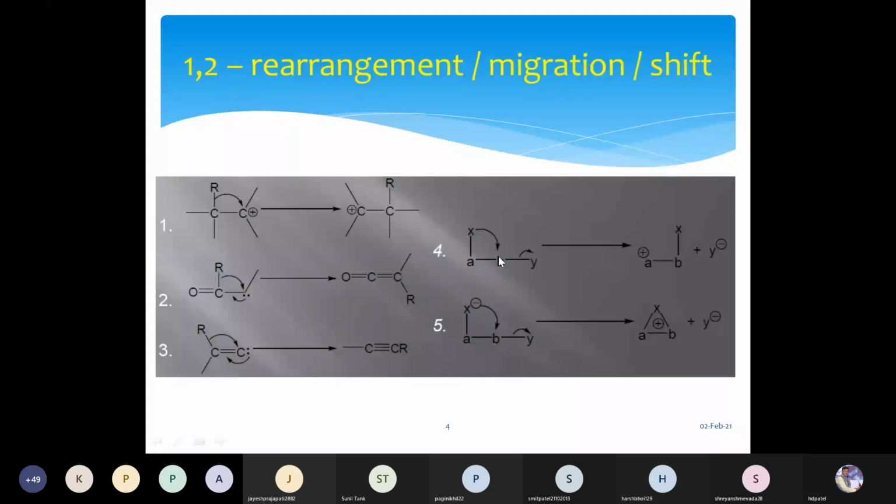But sometimes X is a halogen, nitrogen or oxygen. In that case, halogen, nitrogen and oxygen have lone pairs of electrons. So instead of migration of the whole group, first of all, the lone pair of electrons will migrate to this position and as a result we will get the cyclic structure. But here also the detachment of the group and the migration of the group both take place simultaneously. We will discuss all types of reactions in our syllabus.